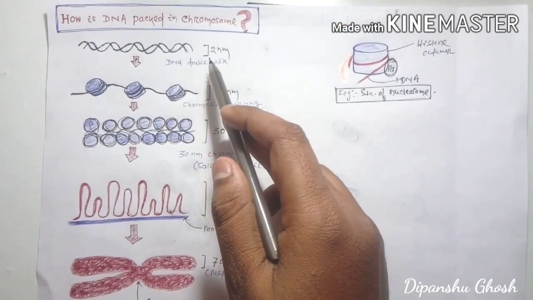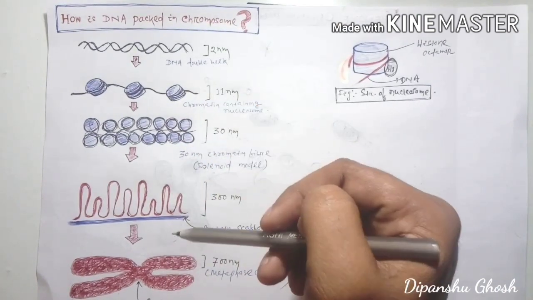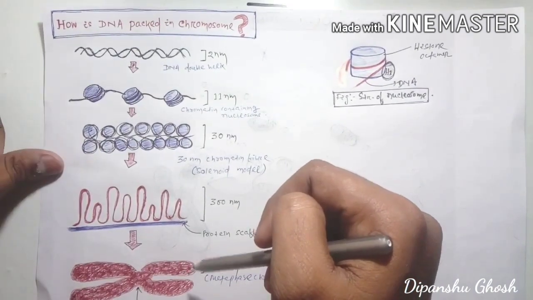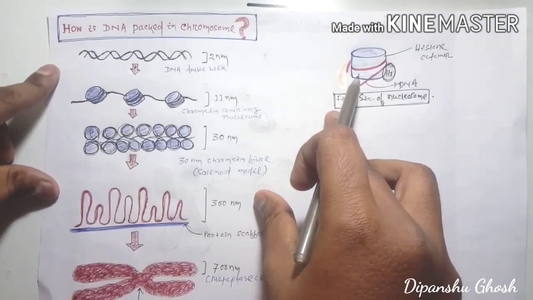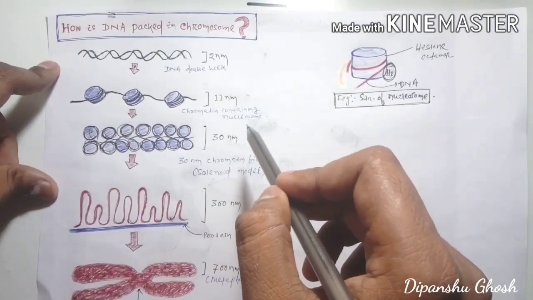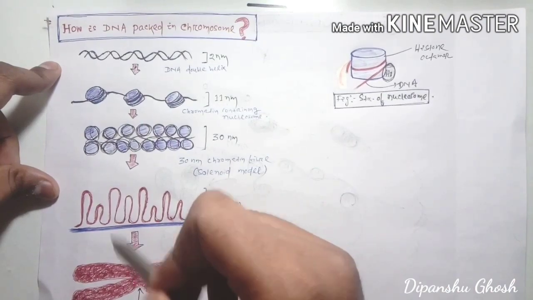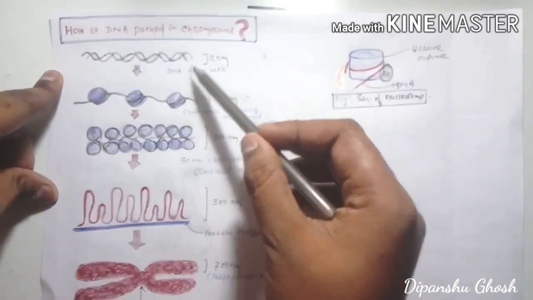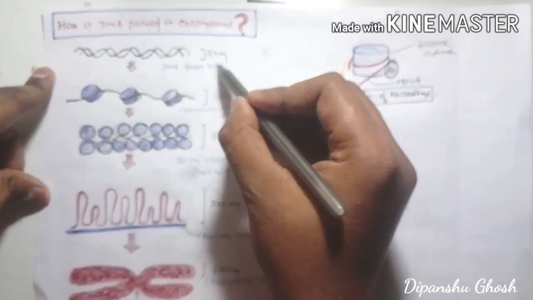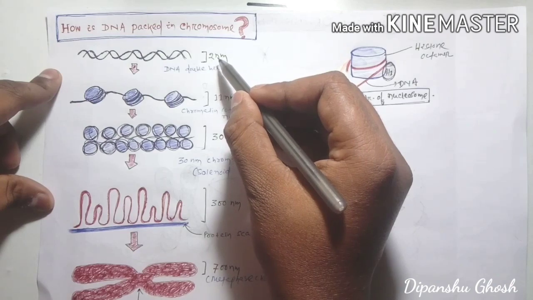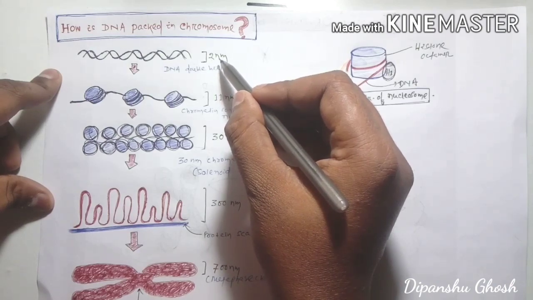So friends, in the last half of the video we saw how exactly the DNA molecule was condensed into this type of metaphase chromosome, right? So in this video we will see the exact mechanism in much more detail. So let's get started. This is your DNA. And as we know, DNA is a double helix, and the width of the DNA double helix is about 2 nanometers.